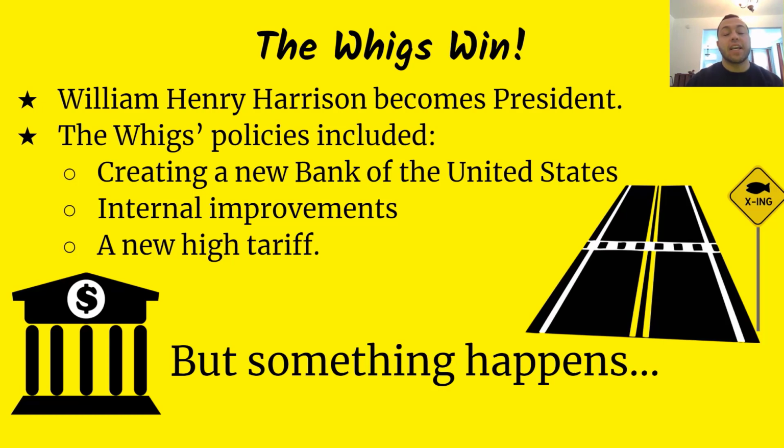This is what the Whigs want to do when he becomes president. They want to create a new Bank of the U.S. that unifies the U.S. They want internal improvements. Remember, we talked about this, I believe, under John Quincy Adams. Internal improvements are things like fixing roads, bridges, and other things like that. And they also want a new high tariff so that income from the tariff can stimulate the economy and help people get back into work. However, these are all the things they want to do when William Henry Harrison becomes president.